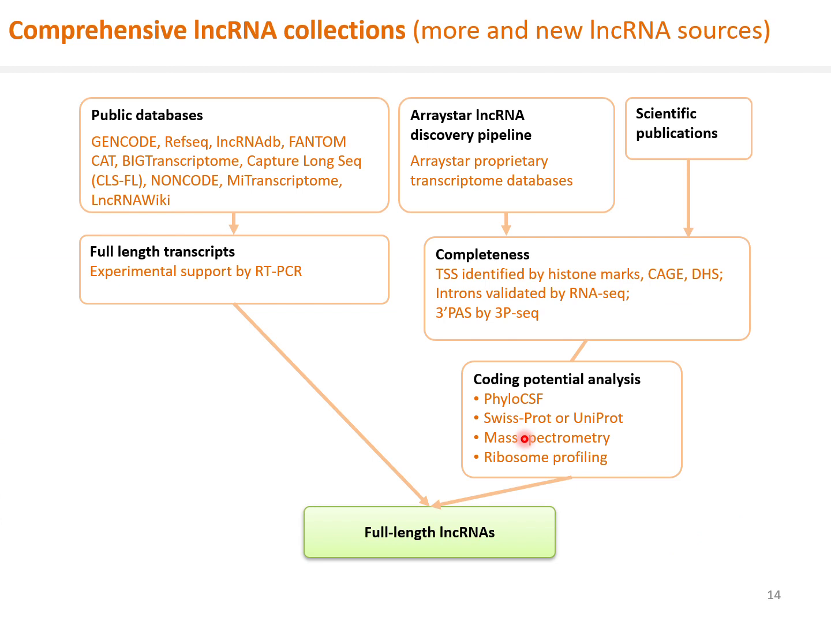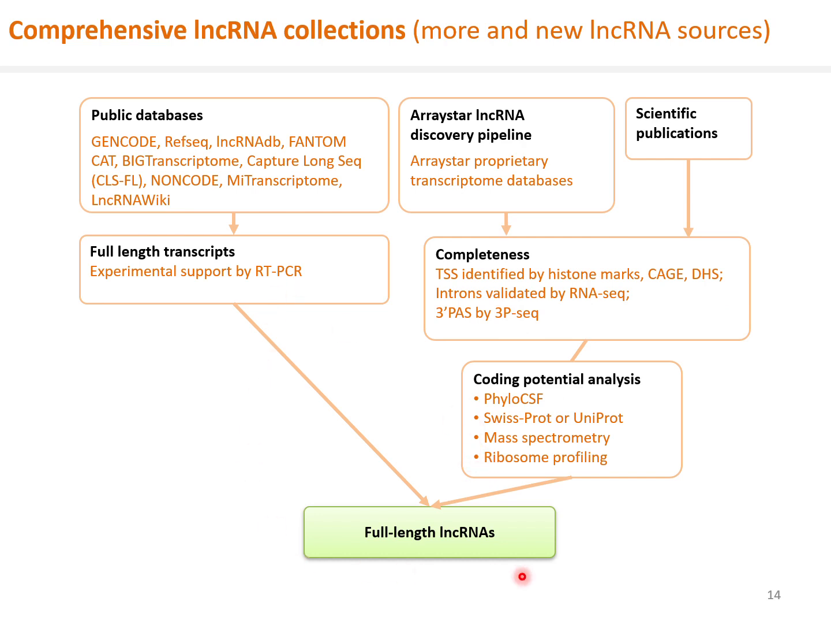The LncRNA array contents are comprehensively collected from all major public genomic, transcriptomic, and specialized LncRNA databases such as GENCODE, RNAcentral, LncRNA-DB, FANTOM CAT, BigTranscriptome, NONCODE, MyTranscriptome, and lncRNAWiki. Arraystar's own LncRNA discovery pipeline discovers LncRNA based on all available public sequencing data into Arraystar proprietary transcriptome databases. The LncRNAs are qualified by their full-length status, completeness in 5' and 3' ends, and the protein non-coding potentials by multiple algorithms and experimental evidential supports.